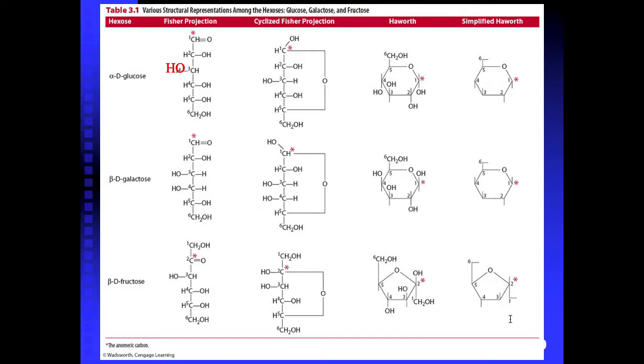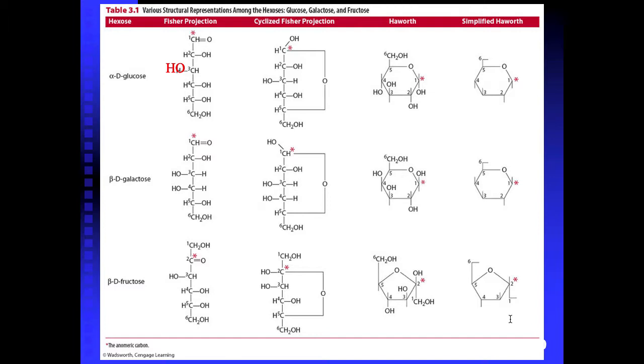So if we ever need to draw these, will it be specified whether it's alpha or beta? Yep. Unless I've forgotten and left it off, but I'll always try to ask you alpha or beta. So I'm assuming it's also the same for fructose? Yeah, same thing. Well, fructose is a little different, but yes, in general. I'll tell you a couple of exceptions.